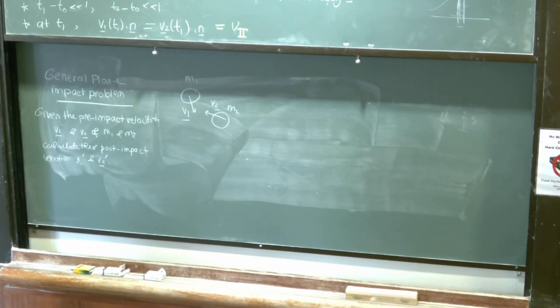So I have two particles colliding in the plane. Pre-impact velocities are v1 and v2. I want to calculate the post-impact velocities of the two particles, v1 prime and v2 prime. What do I do? Ideas, think with your neighbor. You're going to use conservation of linear momentum in particular, but you're going to need to know which system and which time. So go ahead, think, and then let me know.